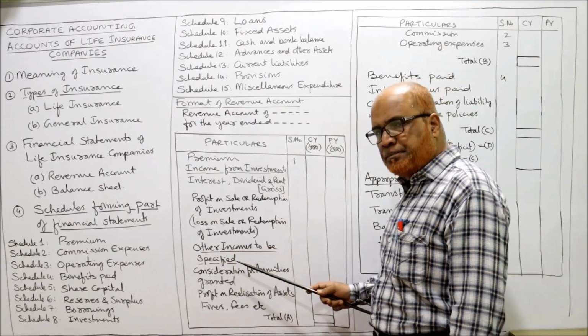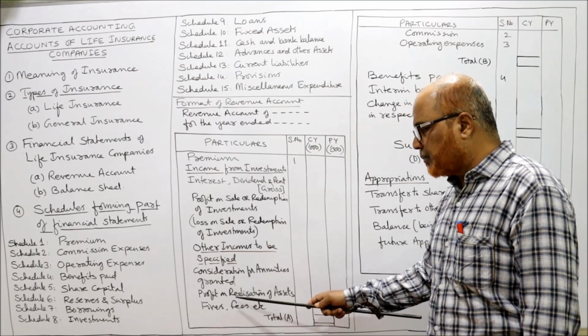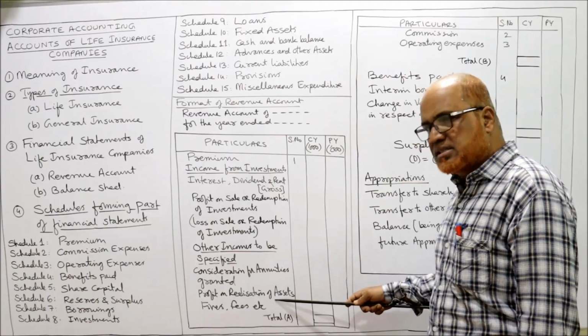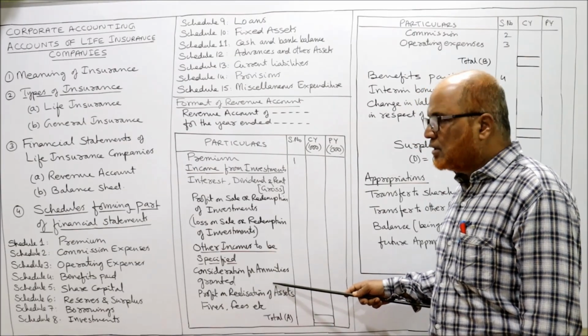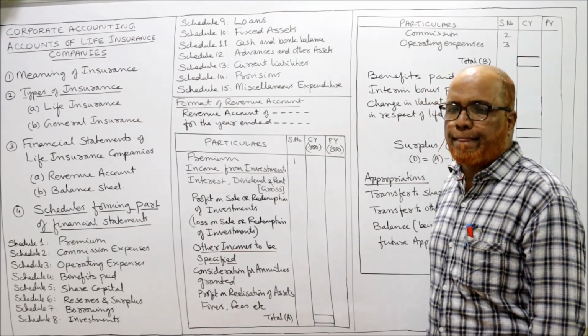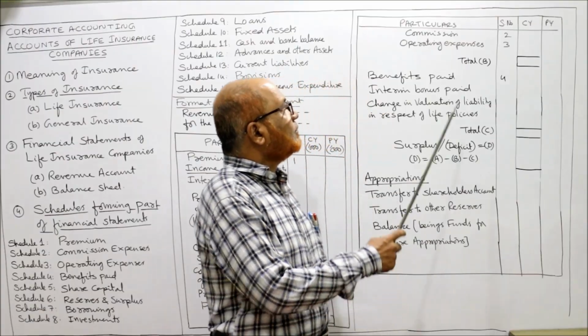Then other incomes, other incomes to be specified. Consideration for annuities granted, profit on realization of assets, fines, fees, etc. These are the other incomes. So the total of all these will be taken as total of A. Total of A, not total of B.